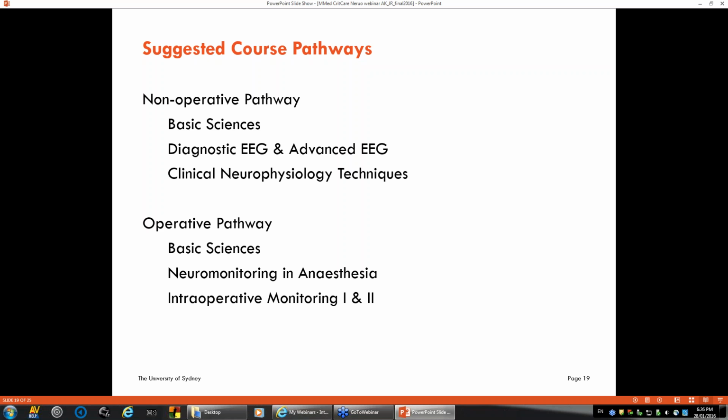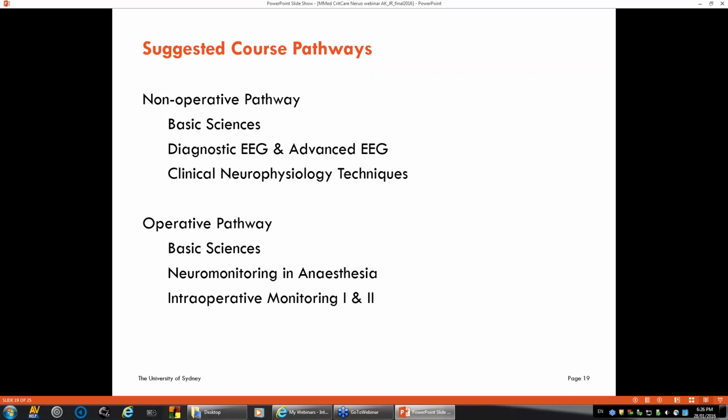Whereas those applicants who work in an operative setting, and undertake intraoperative monitoring, are recommended to undertake the basic sciences course, as it is the core subject, and then neuromonitoring and anaesthesia to understand all the monitoring that goes on in every single operation, regardless of whether or not neurological structures are particularly at risk. And then the 2 intraoperative monitoring subjects, 1 and 2.